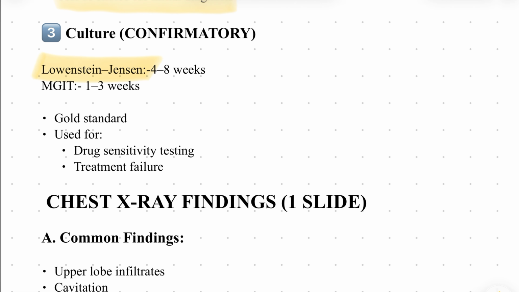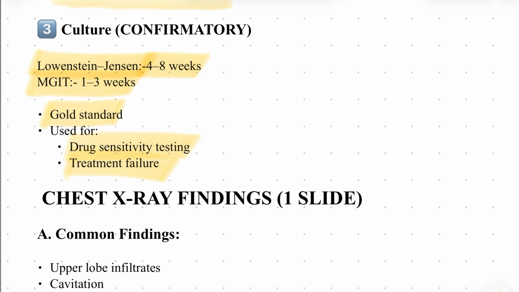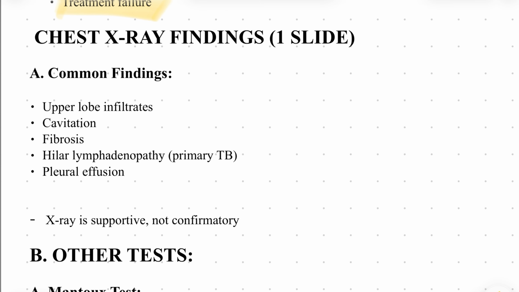Then coming to confirmatory tests, LJ medium, it is green in color. 4 to 8 weeks it will take. Then MGIT, it will take 1 to 3 weeks. It is a gold standard used for drug sensitivity testing, even for treatment failure. So at last, which is the gold standard? It's the culture medium.